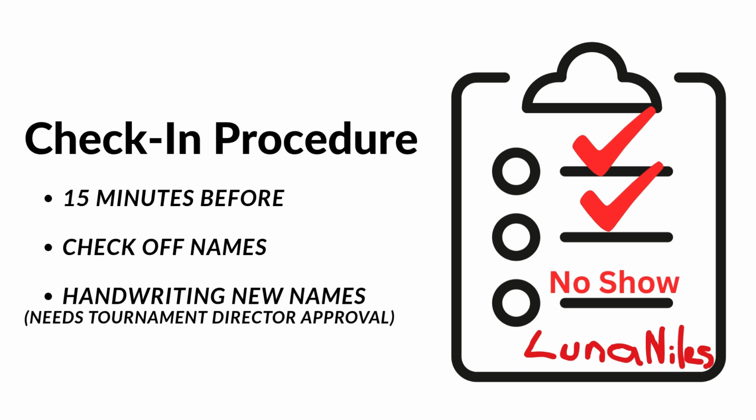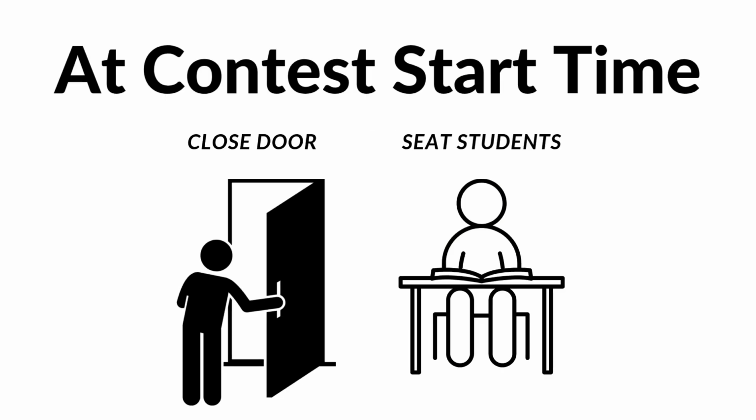Stand at the door with your roster. Place a check mark next to each student's name as they enter to show they are present. If a student does not arrive by the time the contest begins, write "no show" next to their name. If a student arrives but is not on your roster, it may be a registration issue. These situations are rare and must be approved by the tournament director. To avoid making a scene, it's best to handwrite their name at the bottom of the roster and speak with tournament staff afterward. Once it's time for the contest to begin, close the door and enter the room.